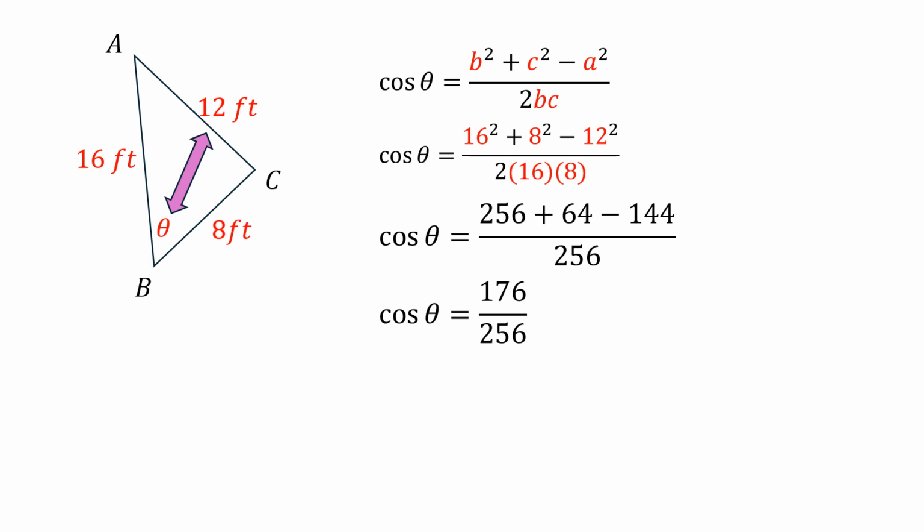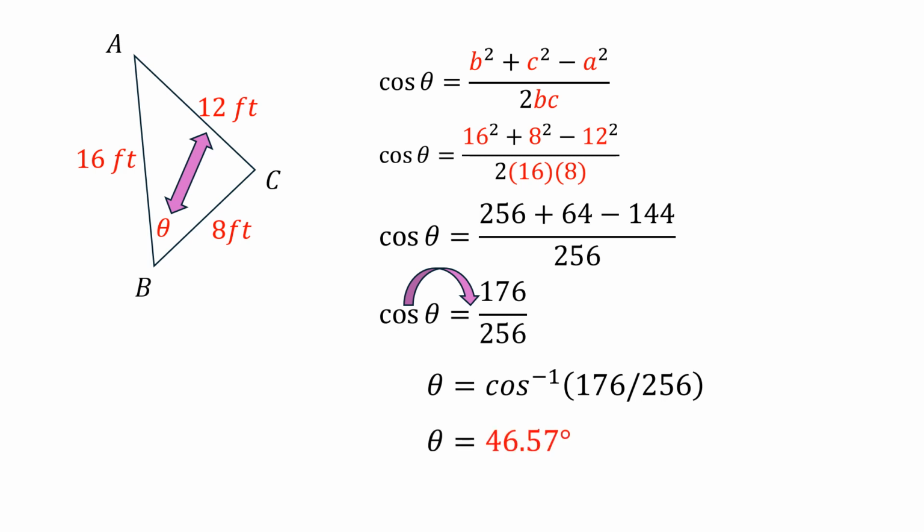Now you may not divide yet the 176 and 256. What we do is transfer the cosine to the other side, because what we are after is only the theta. So what's left on the left side is theta. The cosine is transferred from left to right, but you have to take the inverse of it if you are transferring a trigonometric function like the cosine function. Then put inside the parentheses 176 divided by 256. Then calculate the inverse cosine of the ratio.